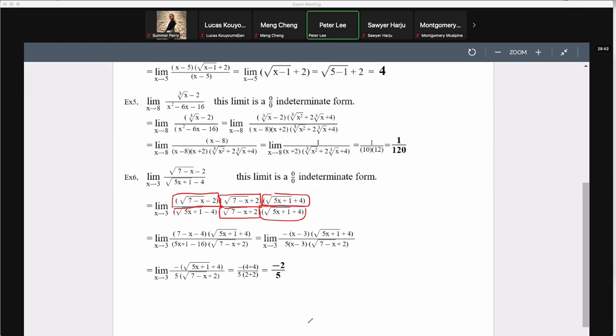That's what we get. Once again, when you plug in x equals 3, we get 0 over 0. You always have to verify this. And all the factors which are 0, we have to do something. We have to work on it. It's not over.